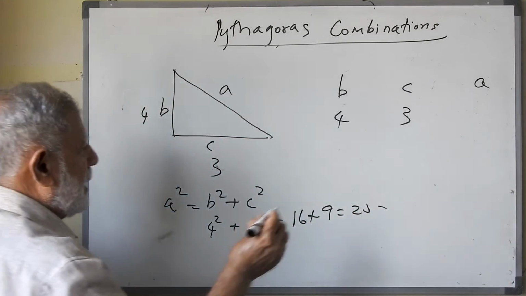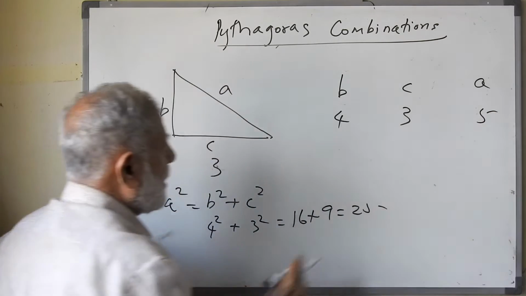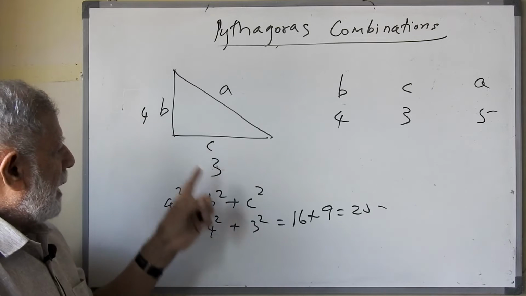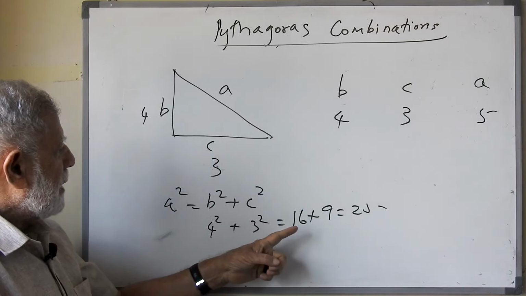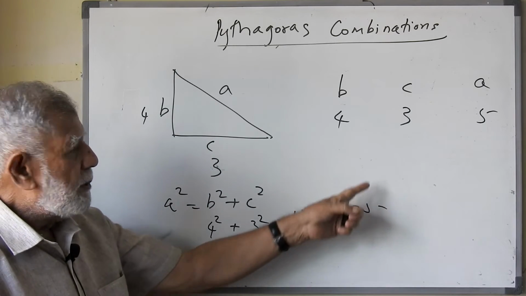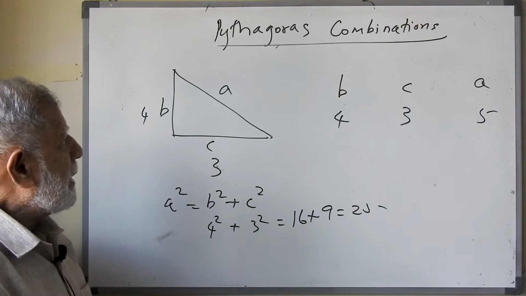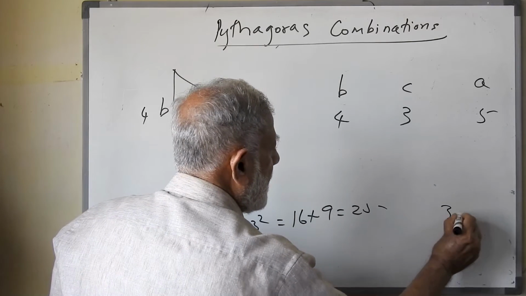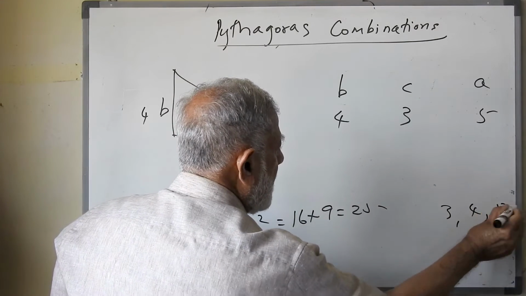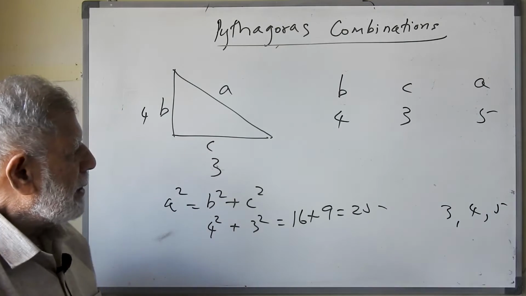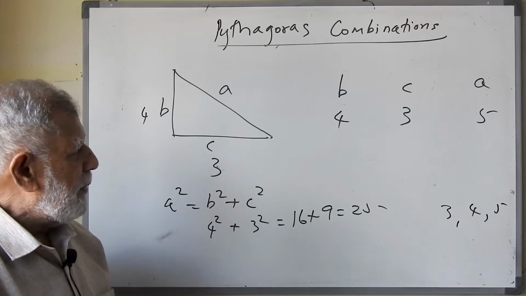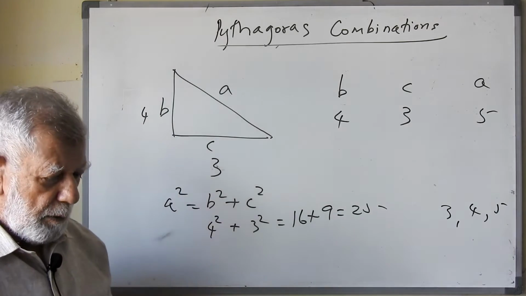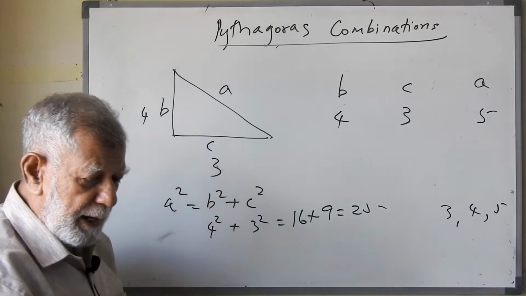So 25 will be the area of the square, so one side will be 5. Here we are taking the sides: this is 3, this is 4, 3 squared is 9, 4 squared is 16, 16 plus 9 is 25. So this is a very important Pythagoras combination, 3, 4, 5. It's called the 3, 4, 5 combination. It's very important because whenever we get these 3 numbers, we can definitely say it is a right angle triangle.